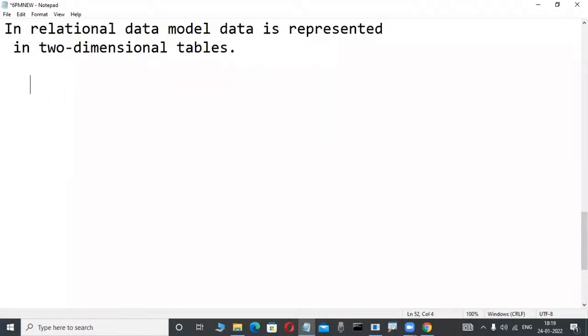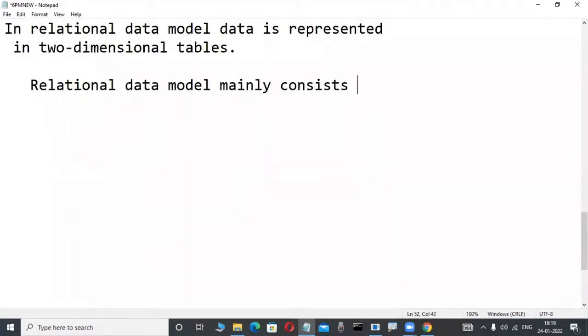Any relational data model product we observe, the relational data model mainly consists of three components. What are those components? You must be familiar with these names before we start our courses. Now check it out, concentrate here. What is the first one?